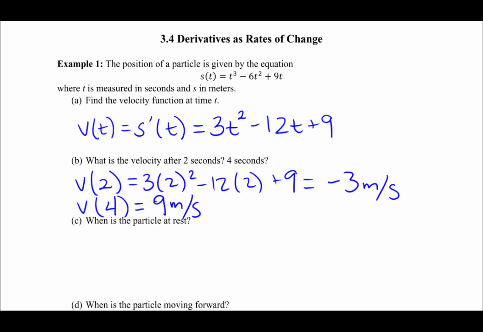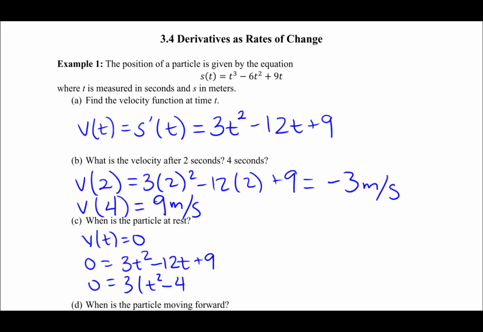Part C is asking us when the particle is at rest. At rest means that it is not moving, which means that the velocity is equal to 0. So we take 3t squared minus 12t plus 9 equal to 0. Solve that quadratic equation whichever way we feel is most appropriate. I like to factor. I see that there is a common factor of 3 there, so I will factor it out. I could also divide both sides by 3.